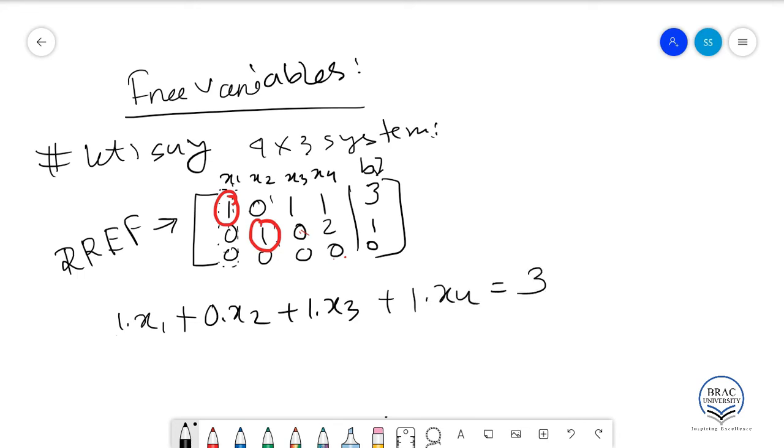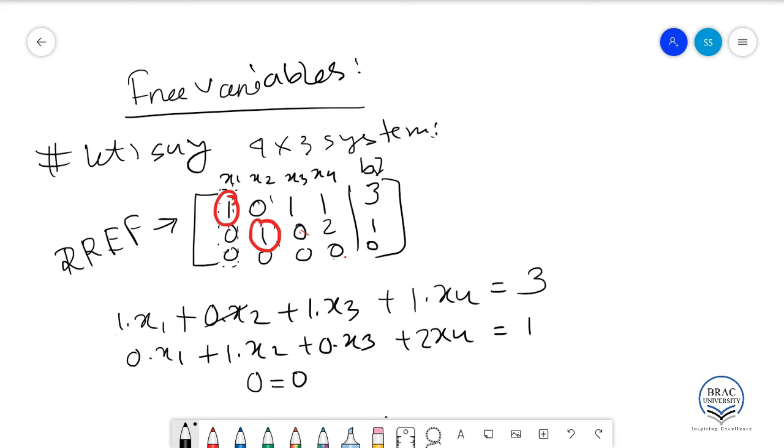And the second row gives us 0 times x1, 1 times x2, 0 times x3, and 2 times x4, which is equal to 1. And the third is just 0 equals 0. So simplifying the first equation, we just cancel out the zeros. We have x1 plus x3 plus x4 equals 3.